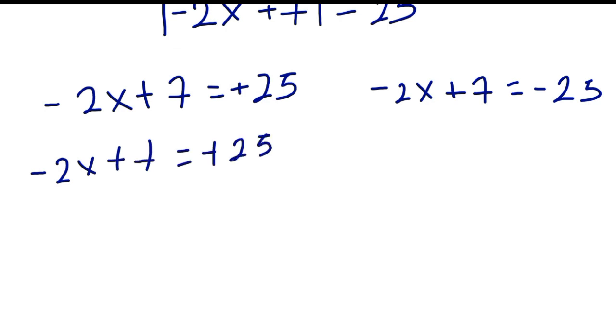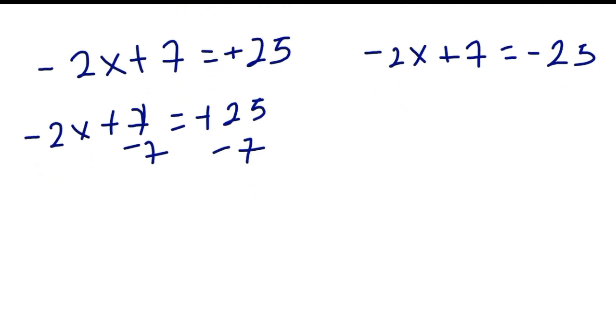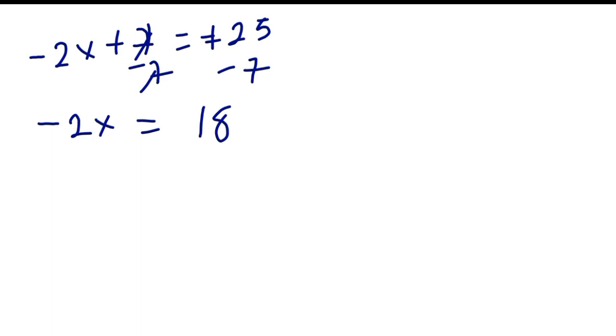So we are going to try getting rid of this plus 7 by adding negative 7 to both sides of the equation. So this will give us our minus 2x, and 25 minus 7 is going to give us 18. So now this is equal to 18. To solve for x, we are going to divide both sides by minus 2. So this is going to cancel this, and we'll have that our x is equal to minus 9.